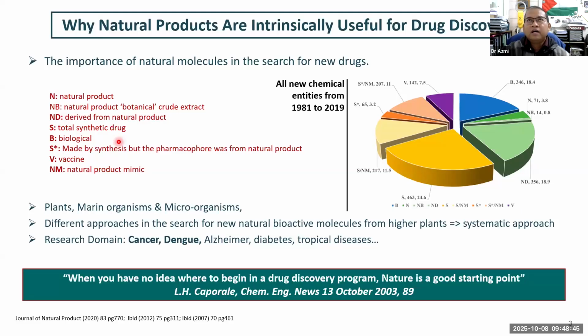Now we have around three so-called botanical drugs, which means we take the extracts, and they have been approved by the FDA, and the rest is total synthesis derived from natural products. Most natural products come from marine organisms, plants, and also microorganisms. In terms of research in natural products, we have to change the strategies and go to a systematic approach. Right now we are focusing on cancer, dengue, Alzheimer's, diabetes, and tropical diseases.